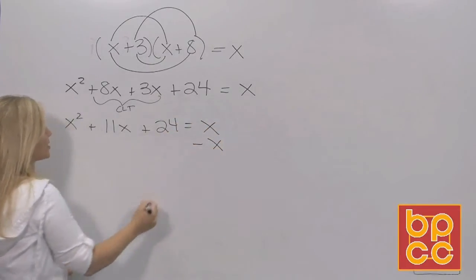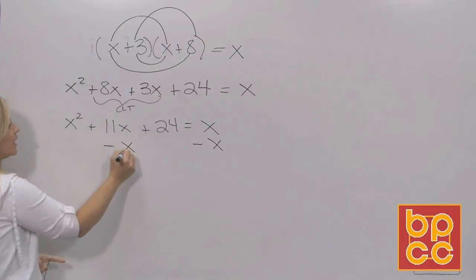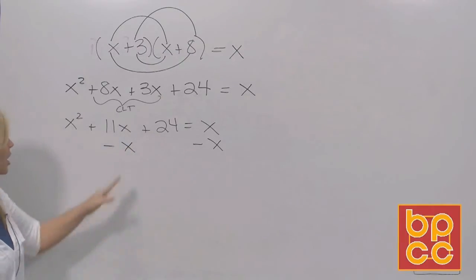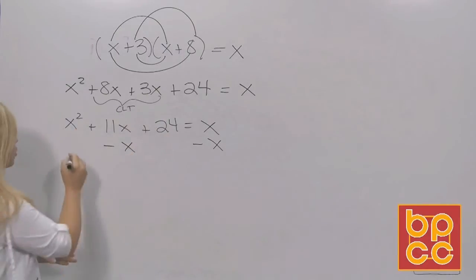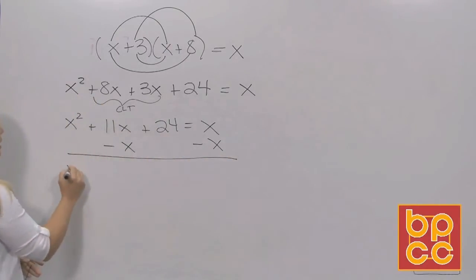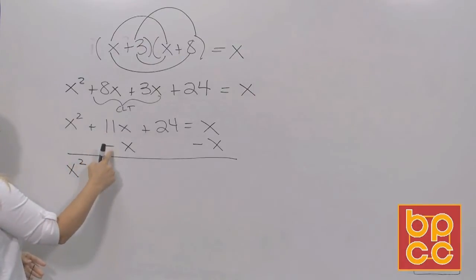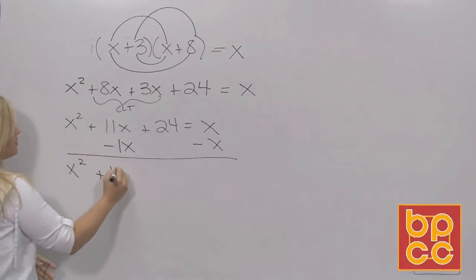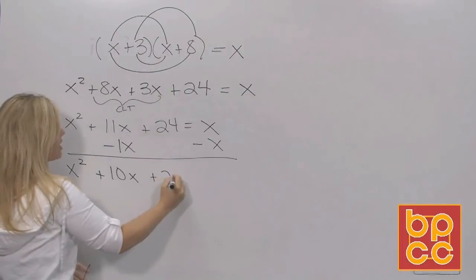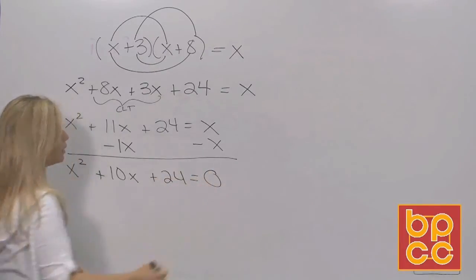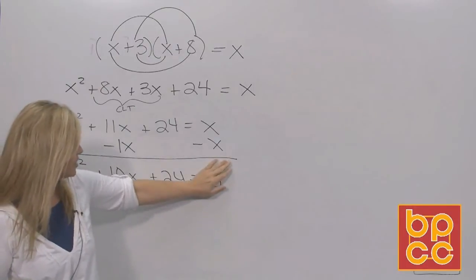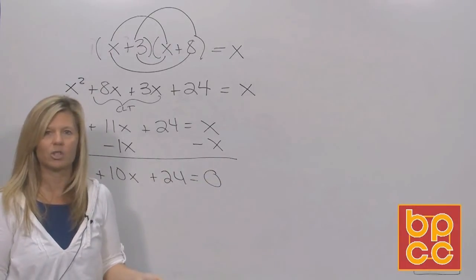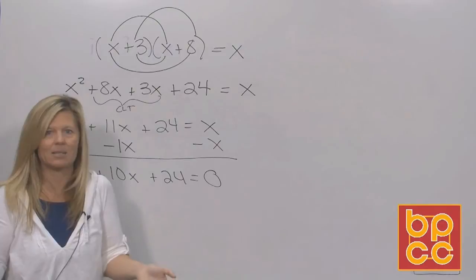We'll subtract x. And we're going to subtract x underneath the 11x because those are the like terms. You can't subtract x from 24, and you can't subtract x from x squared. So we bring down our x squared. 11x minus 1x is positive 10x. We bring down our positive 24, and we equal 0. It is very important you always leave the 0. If you forget the 0, then you no longer have an equation, and then your work doesn't make any sense.